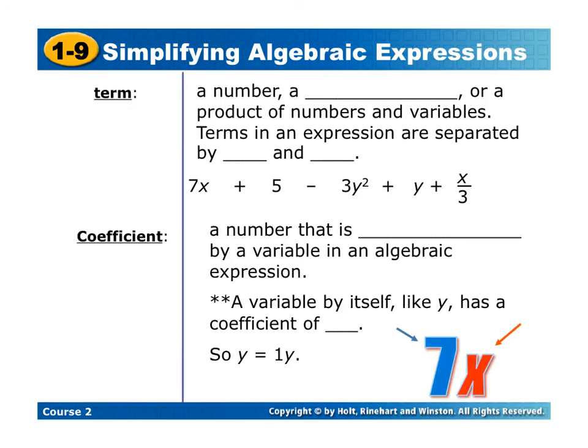Here's some vocab words you're going to want to know. Our first one is term. So a term is a number, a variable, or a product of numbers and variables. And remember, variables are just letters. And product, remember, means multiplication. Terms in an expression are separated by addition or subtraction.